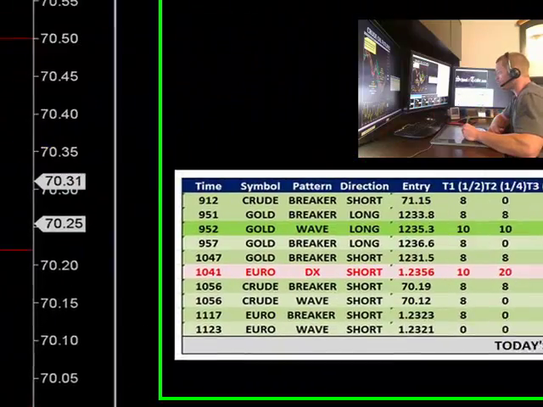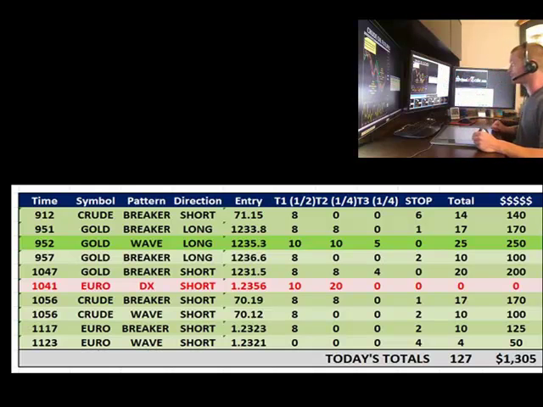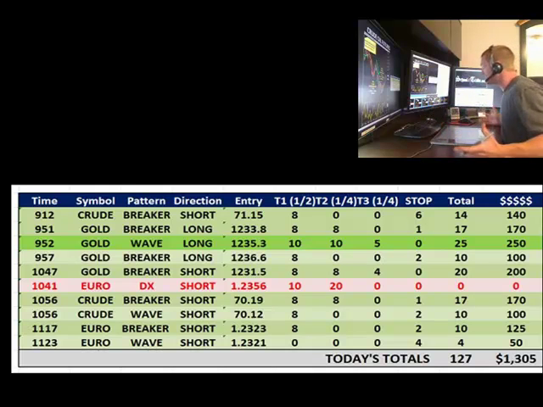Total them all up, guys. What a wonderful day here in the room. Another 100-tick day. As you can see, 9 total trades, guys. We missed one of those DX patterns this morning. As you can see, this could have been easily a 150, 160-tick day, guys.